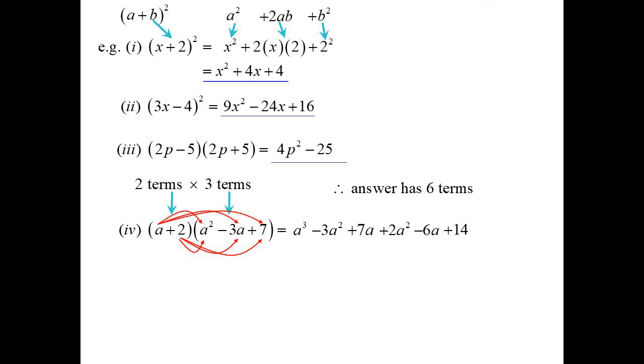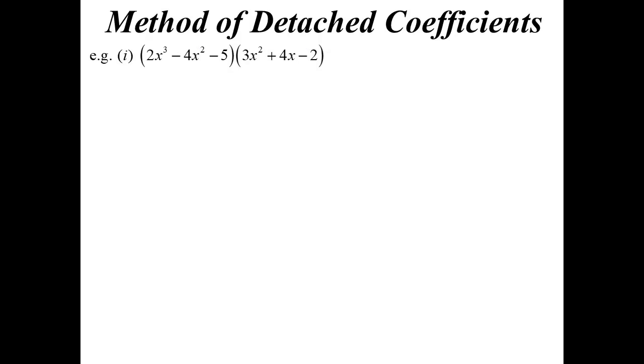So if you are writing the whole thing out, how many terms times how many terms? This is how many I should end up with. Collect any like terms we have there. There's our answer. I don't know whether you've ever seen this before: the method of detached coefficients. Trinomial times trinomial. Here we go.